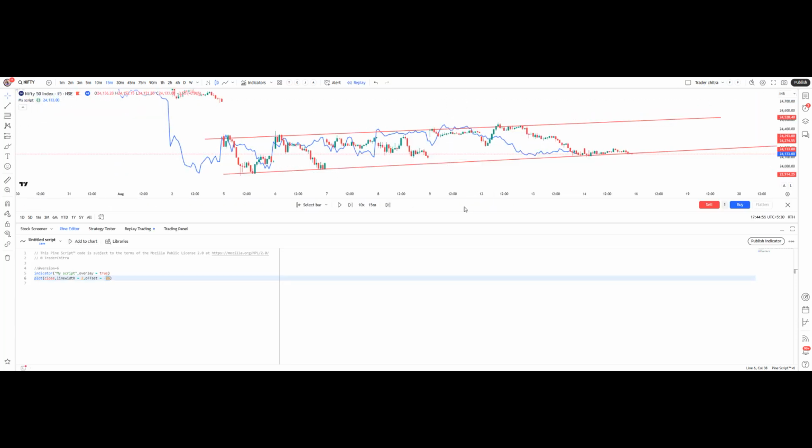Okay. So the parameter is 26, right? Here I have mentioned it is minus 26. You can change this minus 26 to your preference. You can change that to any number.